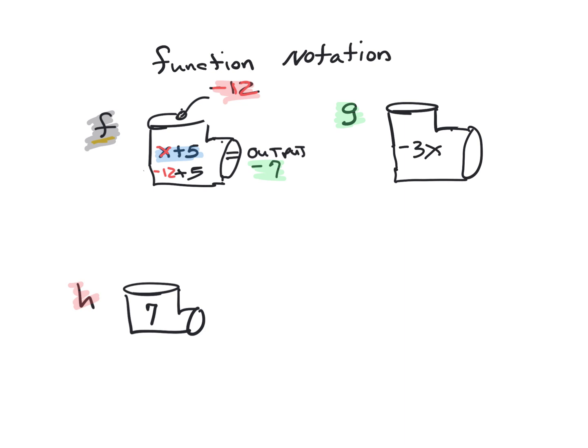So we can write that using this fancy notation. So F is the function. We put a parentheses, and what goes here is what's going into the F machine. So -12 is going into the machine, and then we say what's coming out of the machine is -7. And that's what that fancy notation means. So it's input, output.